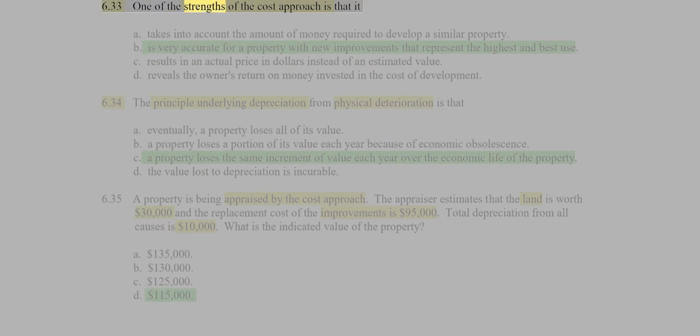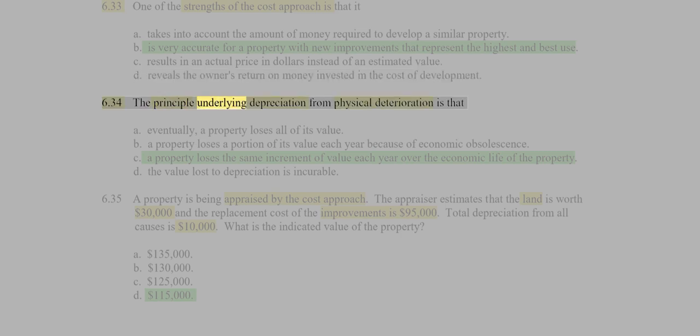6.33 One of the strengths of the cost approach is that it A. Takes into account the amount of money required to develop a similar property. B. Is very accurate for a property with new improvements that represent the highest and best use. C. Results in an actual price in dollars instead of an estimated value. D. Reveals the owner's return on money invested in the cost of development.